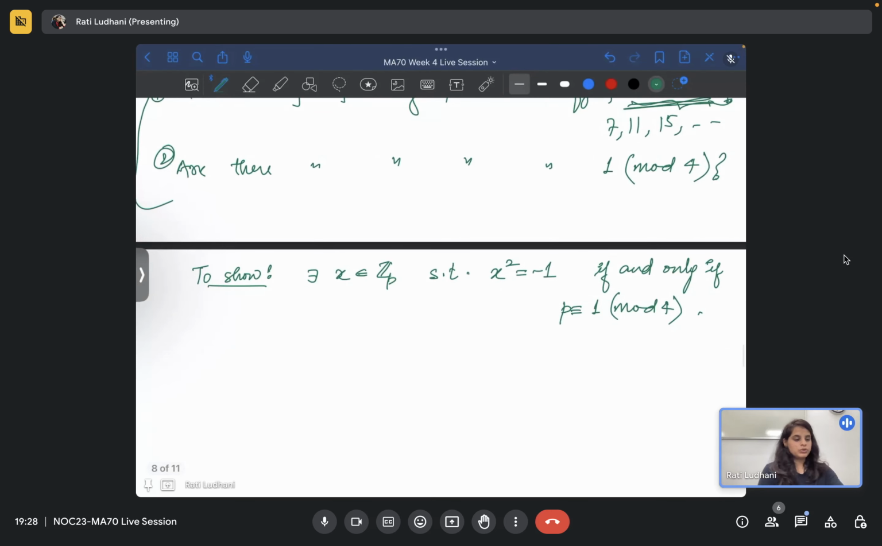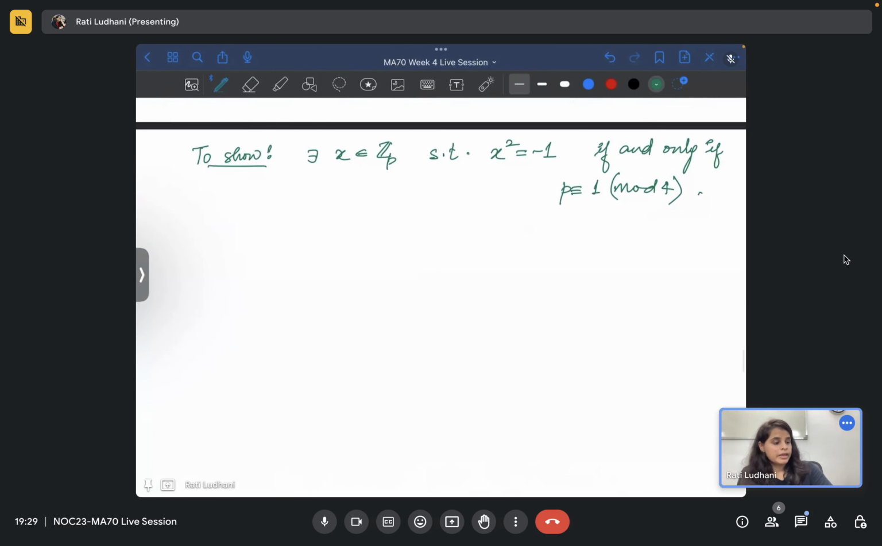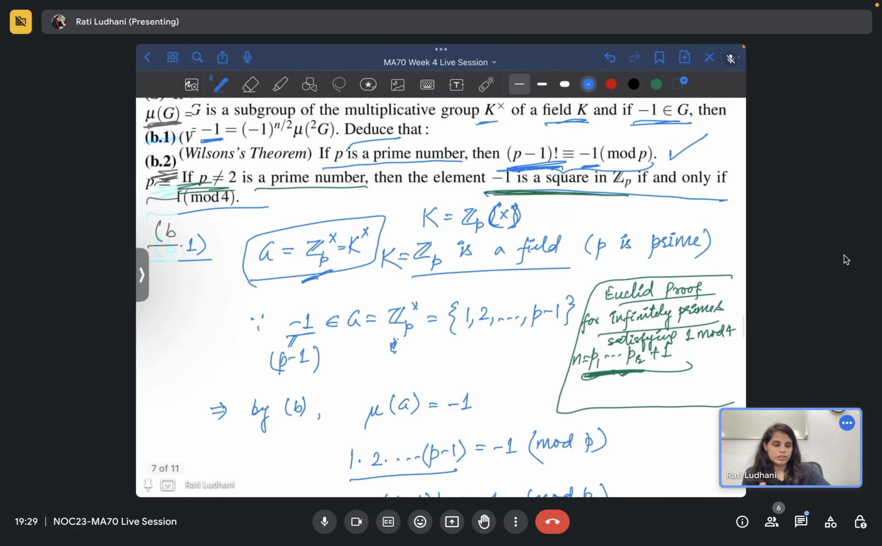Okay, so we need to prove this. And p is given to be not equal to 2. Of course, we are not talking about that. So, okay, how shall we proceed? We can even use Wilson's theorem. We have proved it now.